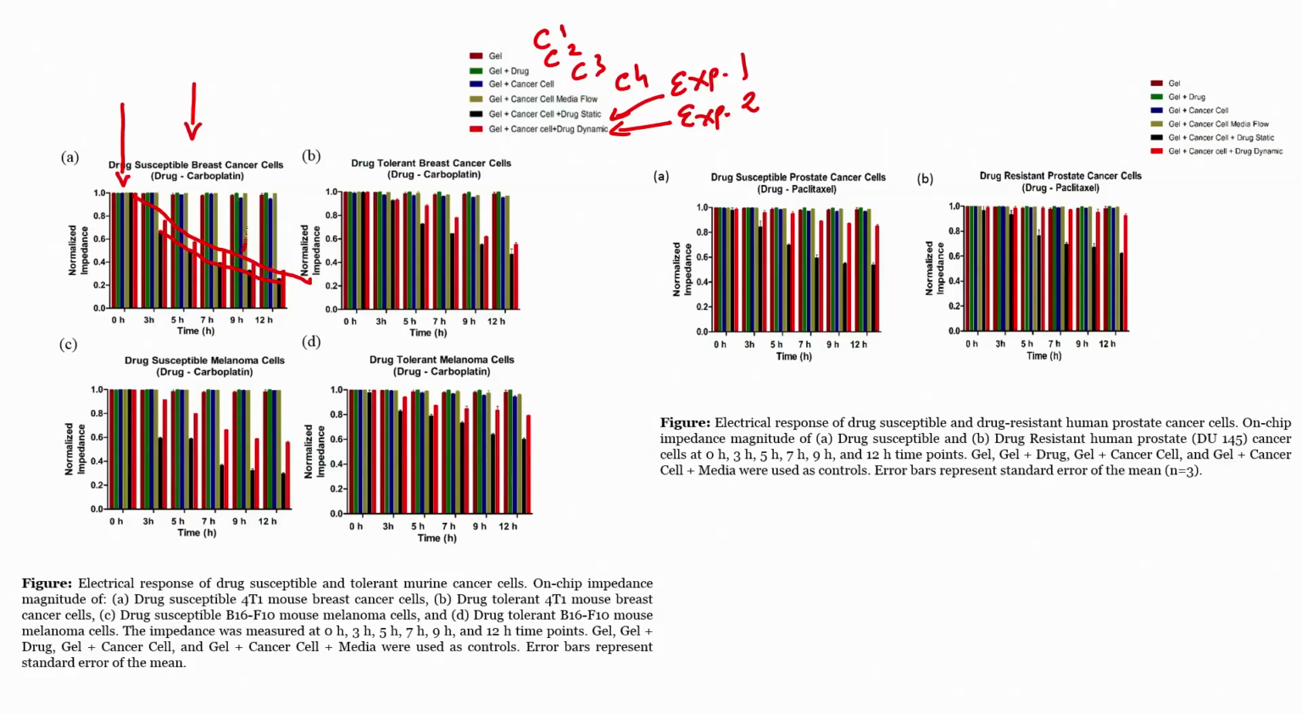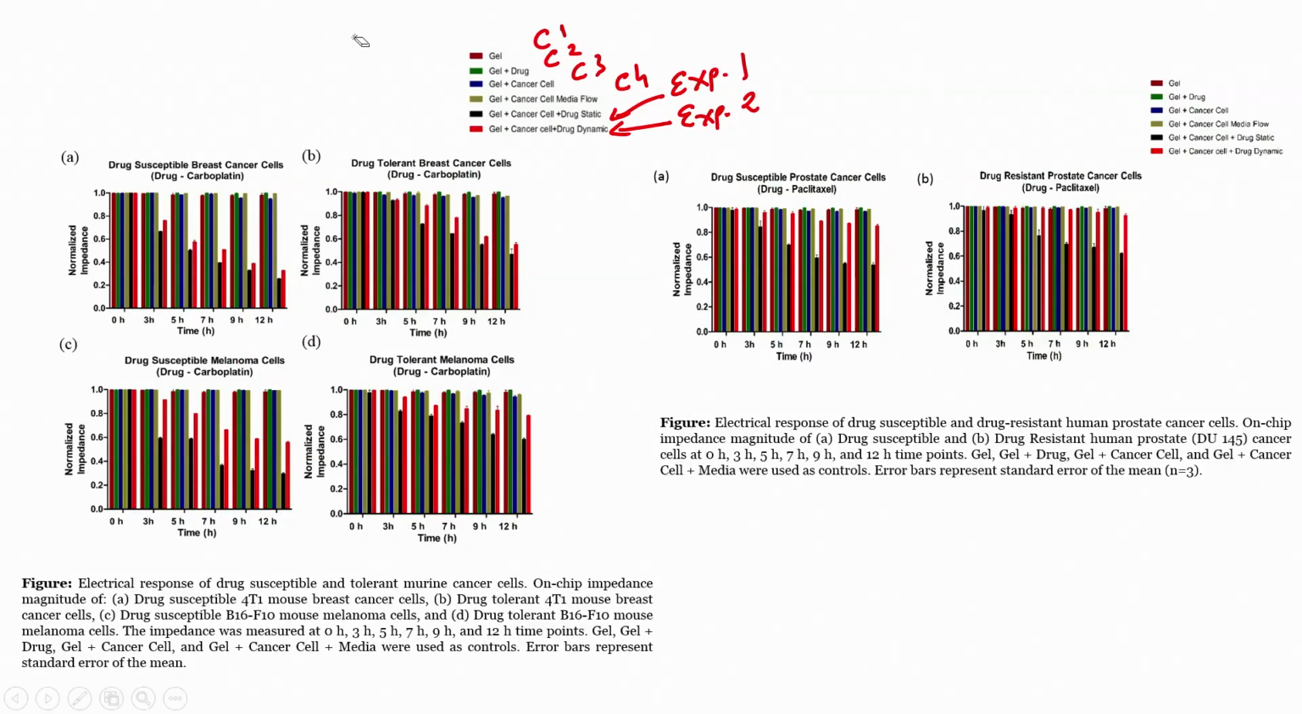and dynamic. So, this top one is dynamic, the bottom one is static. We can clearly see that a dynamic experiment shows us different results compared to static experiments. Now, what if we have drug tolerant cells?